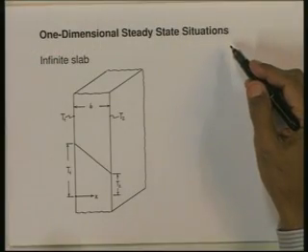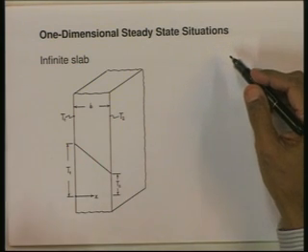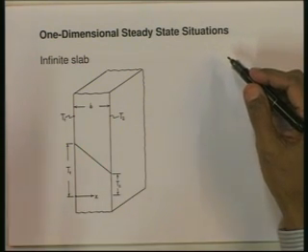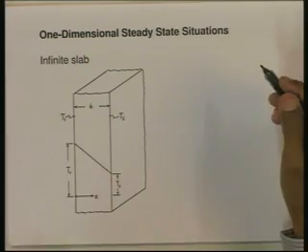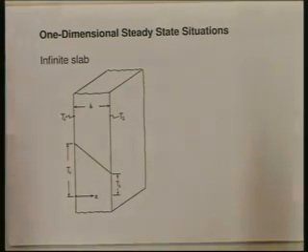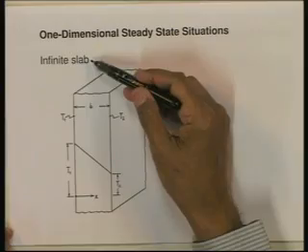In order to get a little familiar with the situation of heat conduction, we are going to consider a number of one dimensional steady state situations. Steady state means the temperature does not vary with time, and one dimensional means the temperature varies only in one direction. The first situation which we are going to consider is that of an infinite slab.